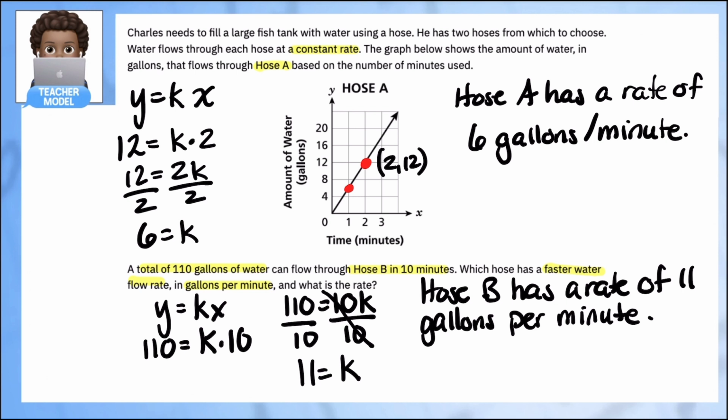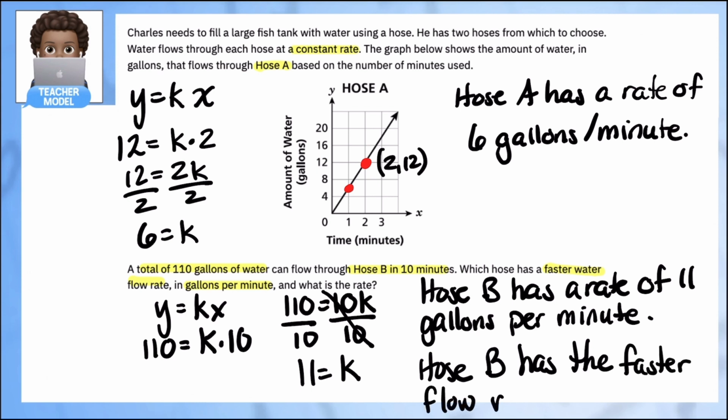So which one is obviously greater? Hose B has a greater rate because it has a rate of 11 gallons per minute. Hose B has the greater, actually let's use the word faster, flow rate. All right, so that's our second example.